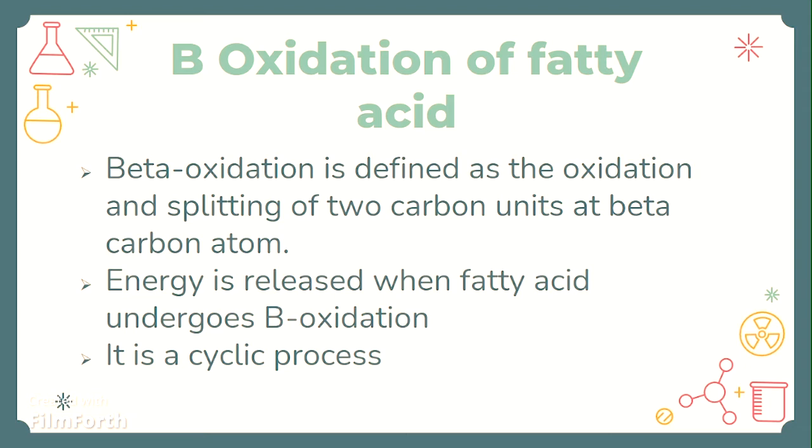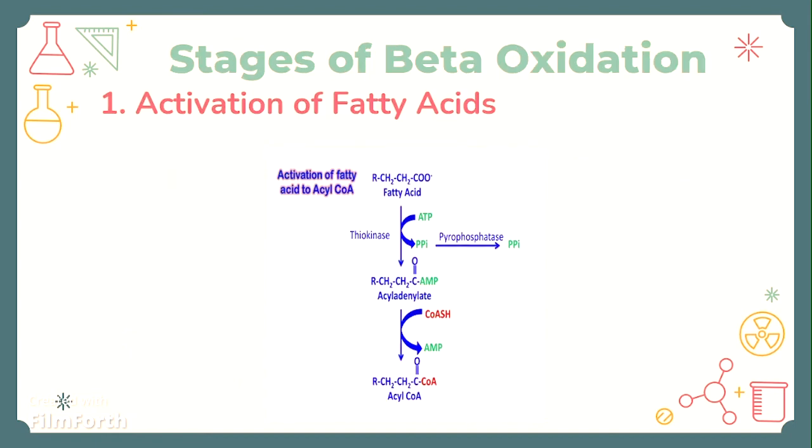This oxidation of fatty acid is a cyclic process. It is a process that is strictly aerobic. The stages of beta oxidation. There are three major steps involved in beta oxidation. First is the activation of fatty acids. Fatty acids must first be converted to an active intermediate before they can be catabolized.